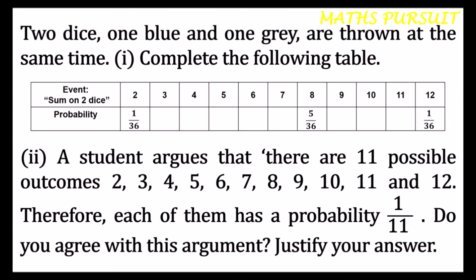are 11 possible outcomes: 2, 3, 4, 5, 6, 7, 8, 9, 10, 11 and 12. Therefore, each of them has a probability 1 upon 11. Do you agree with this argument? Justify your answer. So guys, after answering question number 1, it would be easy for us to answer part number 2. Let us see how we are going to answer this question.